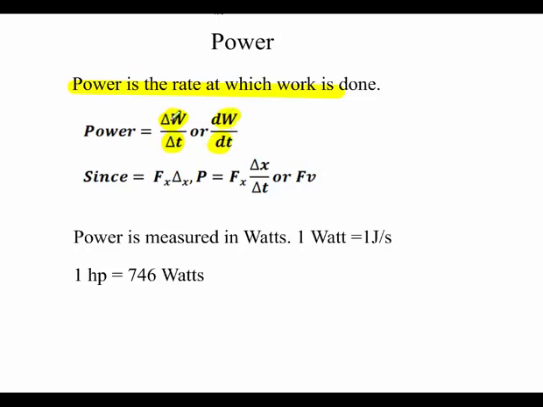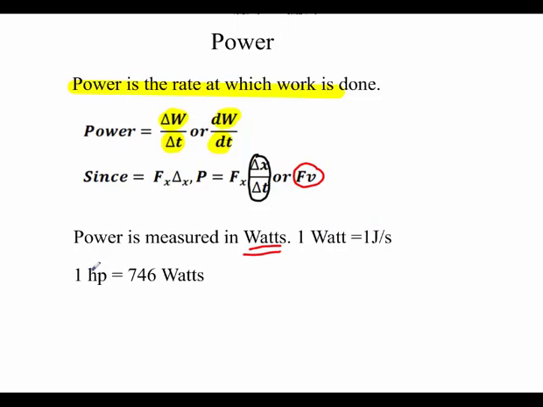However, we know that the change in work is nothing more than force times delta x. So we can rewrite power as force times delta x divided by delta t. We're just substituting force times delta x in place of delta W. But if you note, that dx over dt is nothing more than velocity, so we can basically say that power is equal to force times velocity. Now power is always going to be measured in watts, and 1 watt is equal to 1 joule per second.